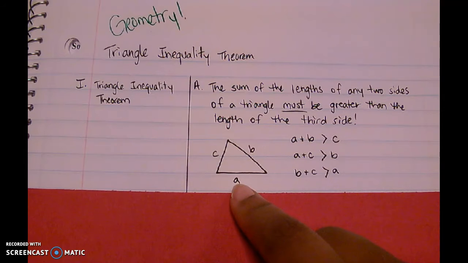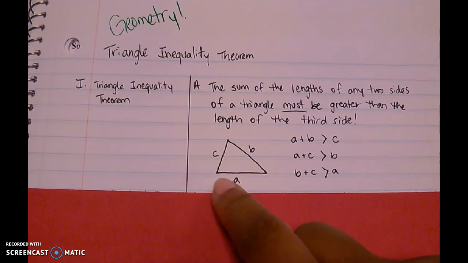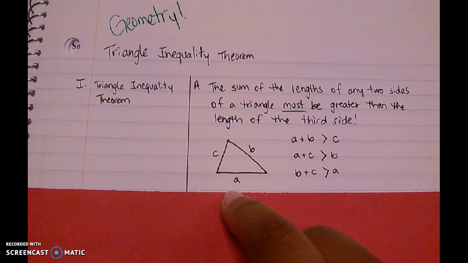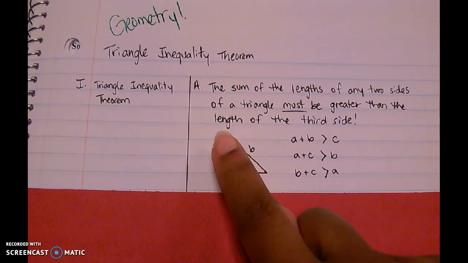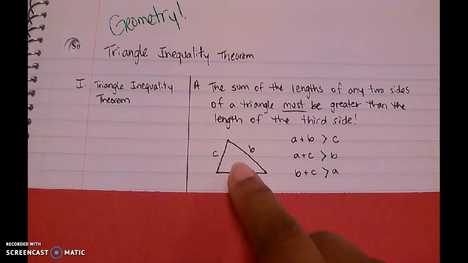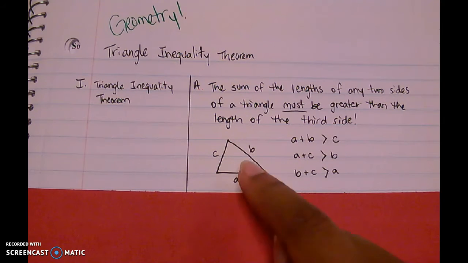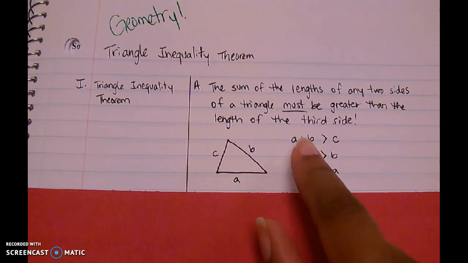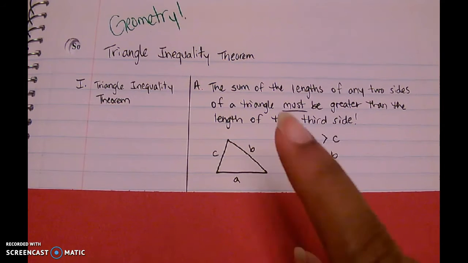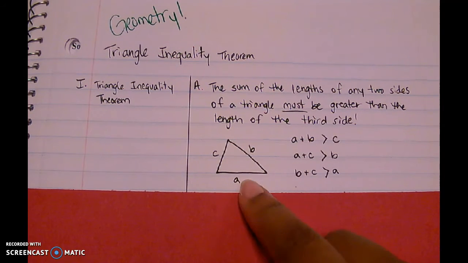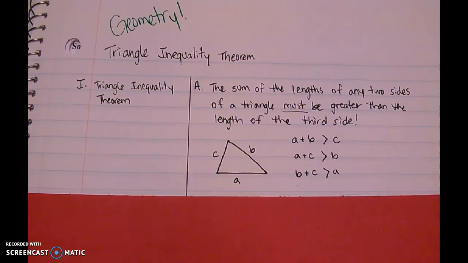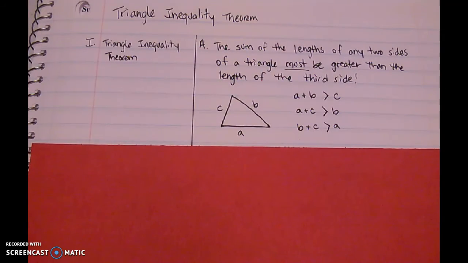If we add side A and C together, then the answer between those two should be greater than side B. And if we add side B and C together, then their lengths combined should be greater than the length of side A. And if all that is true, then it is a triangle, okay? If that's not true, then that means those sides cannot form a triangle, all right? So now let's jump into some examples.